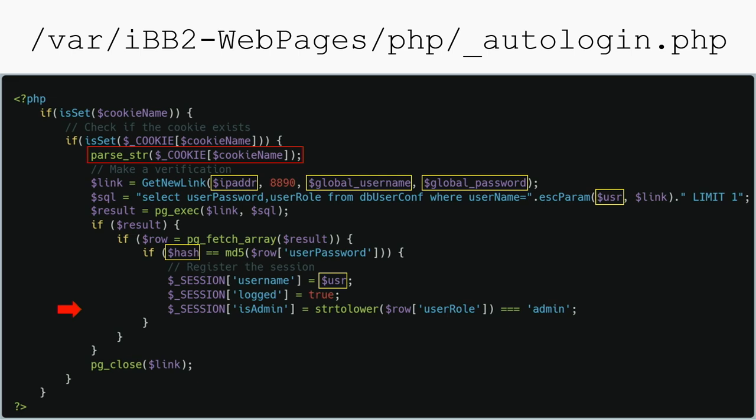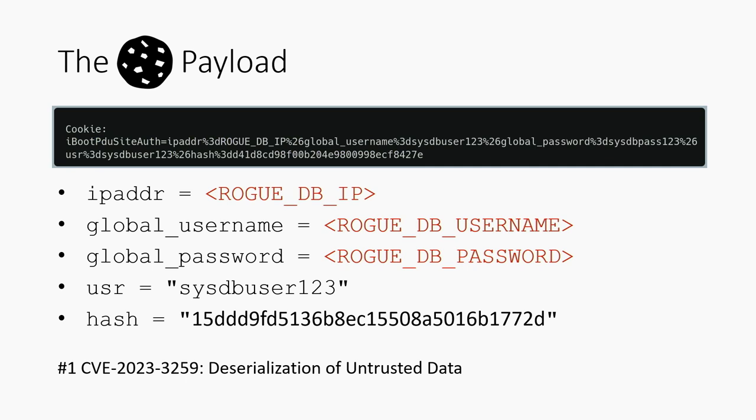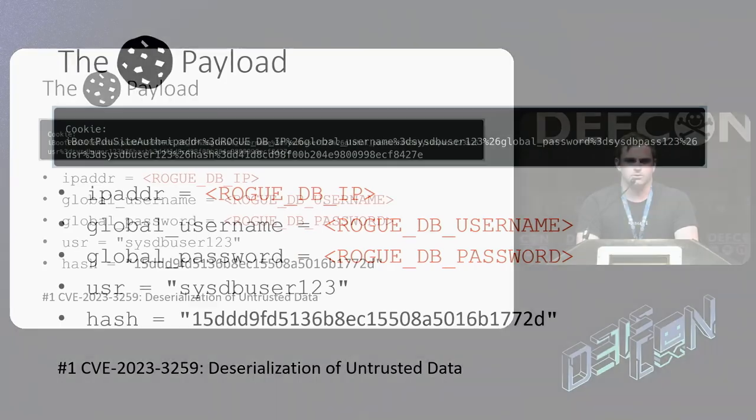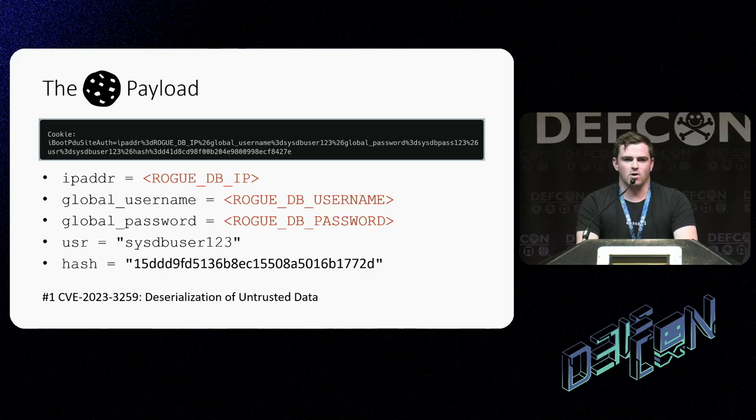Why not admin? So now let's pick apart the payload just a little bit. For those interested, I've included the URL encoded version up there at the top and also a breakdown of all of these different keys and values that are required to do this properly. So the IP of the database and the credentials for that database, those are arbitrary. I mean, they must match the attacker's setup, but those can vary.